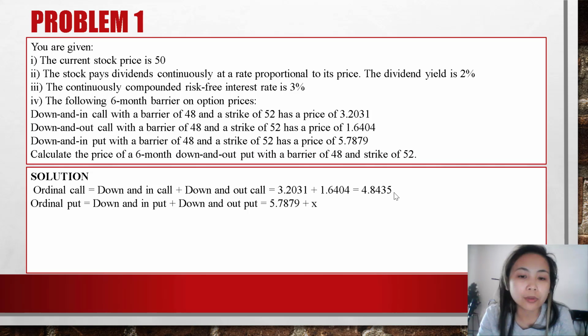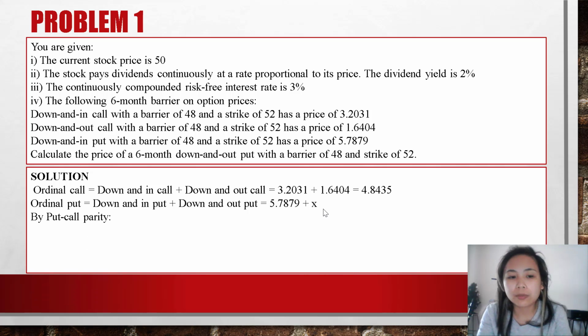Now similarly, we have the ordinary put is down-and-in put plus down-and-out put. We got 5.7879 plus X. X is the price of a 6-month down-and-out put with a barrier of 48 and a strike of 52. So that is what we are trying to evaluate. I repeat, this X is what we have to evaluate.